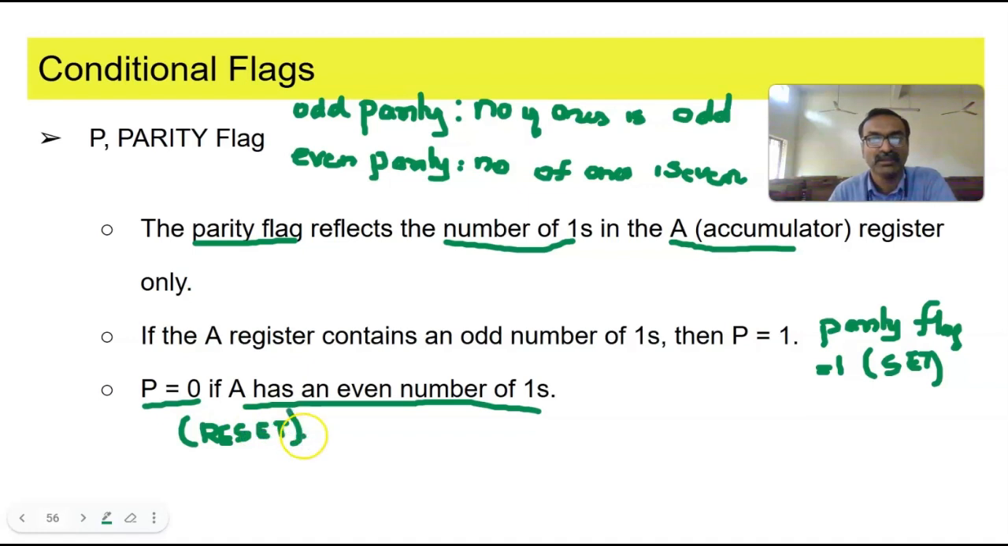Set means the parity flag value will be equal to 1. Reset means the parity flag value will be 0. So the parity flag is set based on the number of ones in the accumulator register. Very important. If there is an odd number of ones, the parity flag will be equal to 1. If there is an even number of ones in the accumulator, then the parity flag will be equal to 0. So this is the third conditional flag, which is the parity flag.